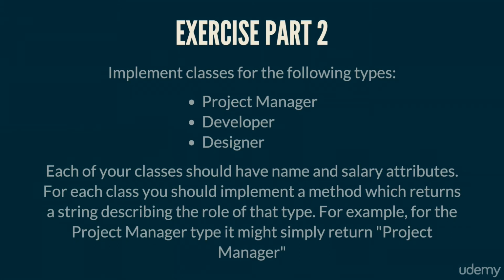Now that you have a project class, let's implement classes for each of the different kinds of members of our project. So instead of using strings, I'd like you to implement classes for the following types: project manager, developer, and designer. Each of your classes should have name and salary attributes. And for each class, you should implement a method which returns a string describing the role of that type. For example, for the project manager type, it might simply return project manager. Once again, pause the video now and implement these classes before moving forward.